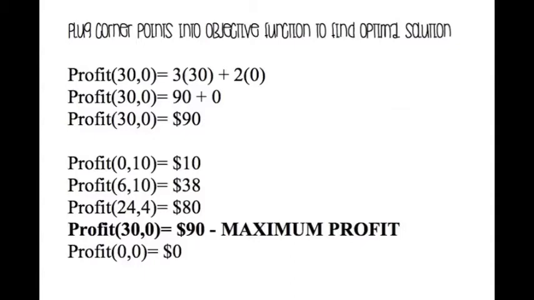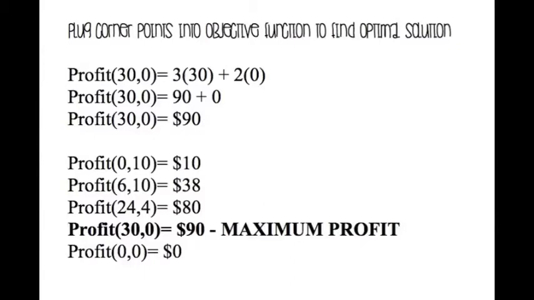In this, we are going to use the corner point 30, 0, in which 30 is the number of footballs and 0 is the number of basketballs. Each football earns $3, so we multiply 30 by 3, and then each basketball earns $2, but since there are none, we multiply it by 0. This brings us to our next step, where we find out that the profit of 30, 0 would be equal to $90 plus $0, which is $90.